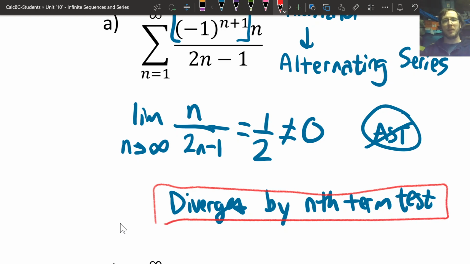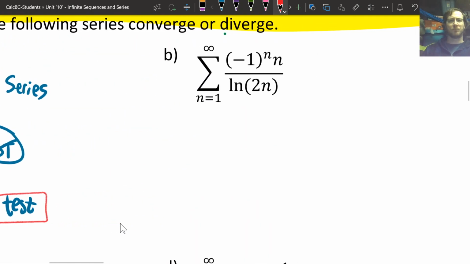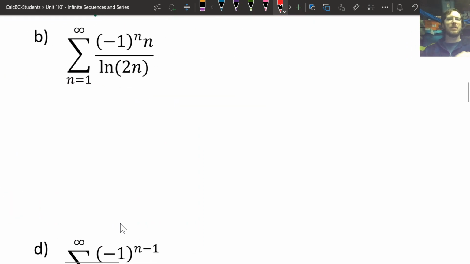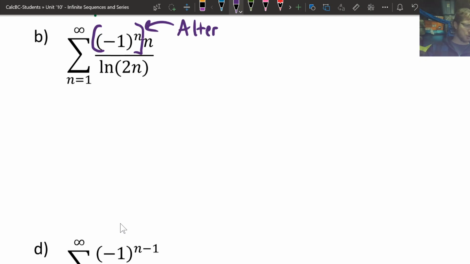All right, part B. We've got the infinite series of (-1)^n times n, almost the same numerator, over natural log of 2n. Again, pick out that alternator. So that means that we have an alternating series.